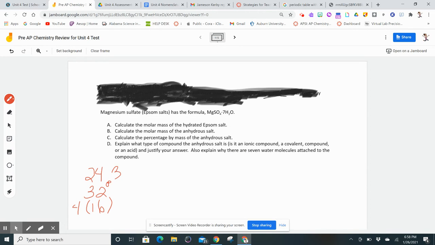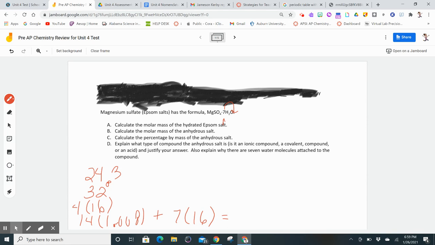Okay, and then for the waters, this 7 here acts like a coefficient does in math. So that's 7 times 2. That means we have 14 hydrogens. And that 7 goes with the oxygen as well. So I have 7 more oxygens. So I'm going to add all of that up together.